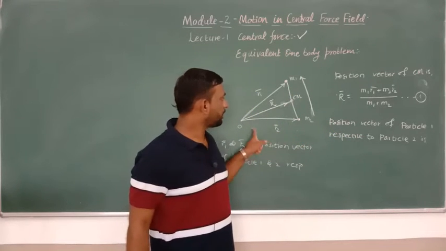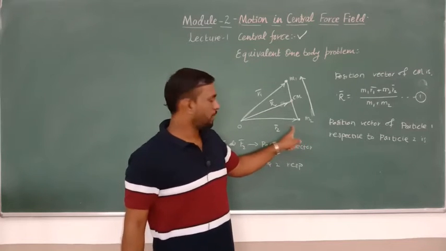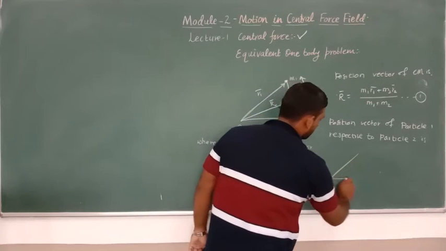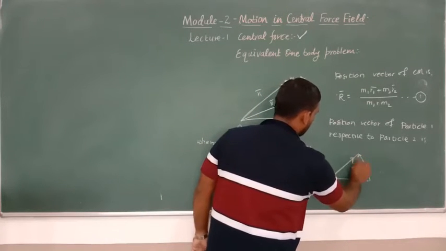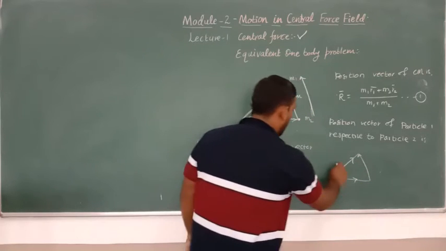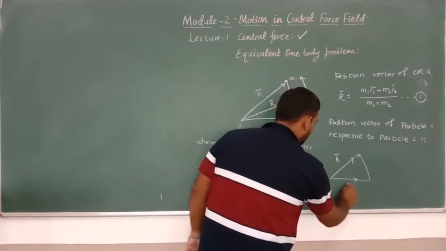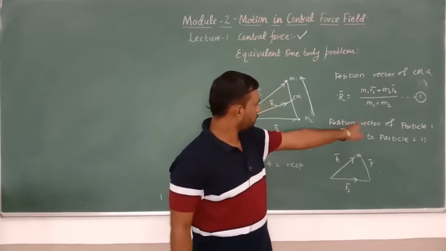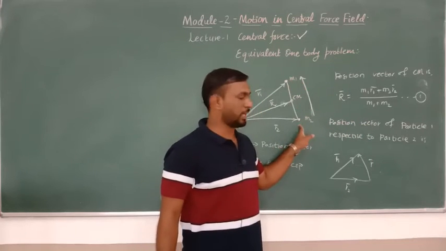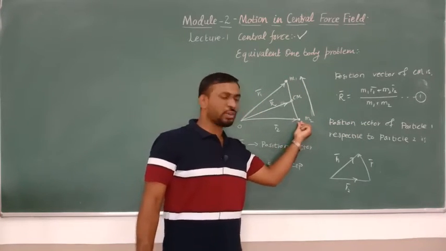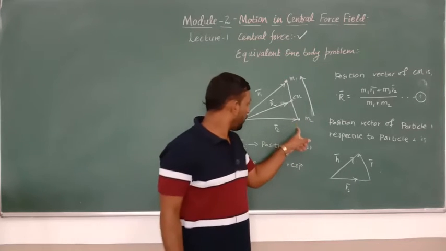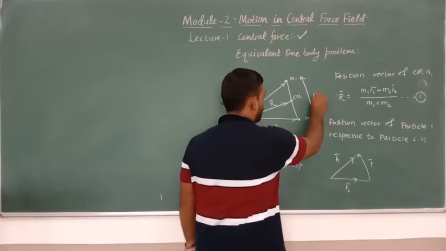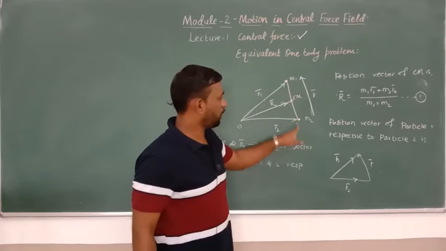And how to determine this? From basic vector addition, since we made this triangle and the direction is like this. So this is r1 bar, this is r2 bar, and this is r bar. So how to find this r bar, the position vector of particle first with respect to second? In that case we consider the position of m2 as an origin. So with respect to m2, what is the position of m1? We denote it as r, the position vector of particle first with respect to particle second.